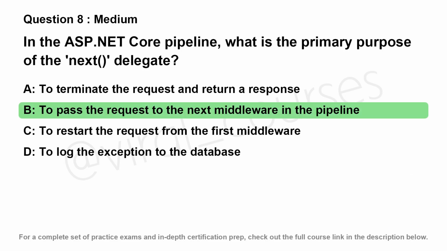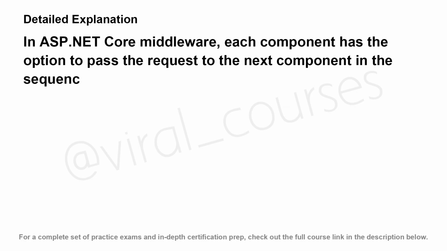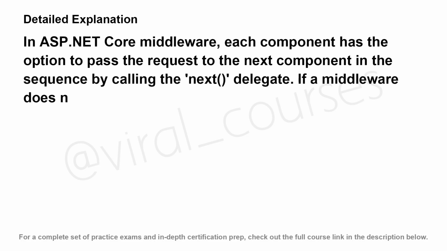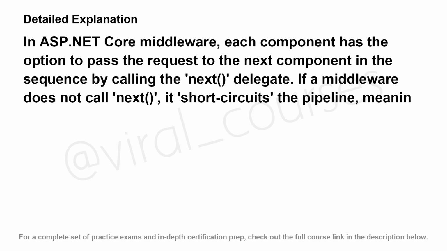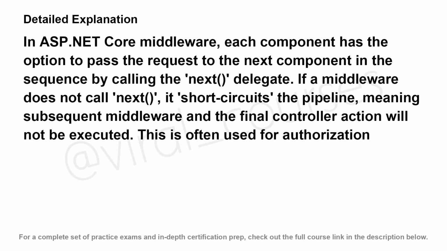The correct answer is B. In ASP.NET Core middleware, each component has the option to pass the request to the next component in the sequence by calling the next delegate. If a middleware does not call next, it short-circuits the pipeline, meaning subsequent middleware and the final controller action will not be executed. This is often used for authorization or caching middleware.